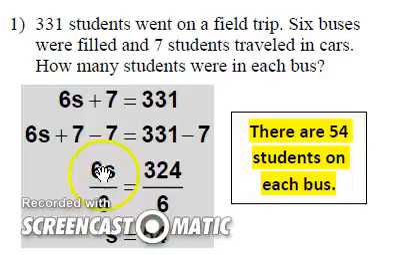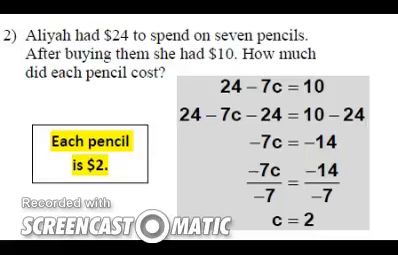Then, remember, right now we have 6s, but we only want 1s. We want to find out how many students were on one bus, not 6 buses. So we divide both sides by 6, because whatever you do on one side, you've got to do on the other side. It turns out there are 54 students on one bus.